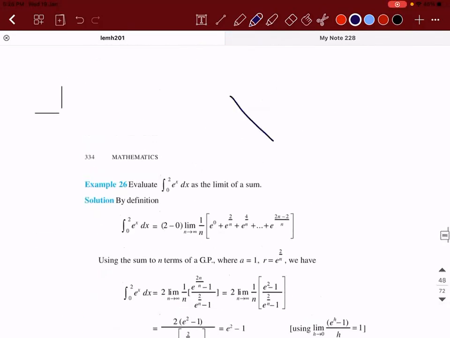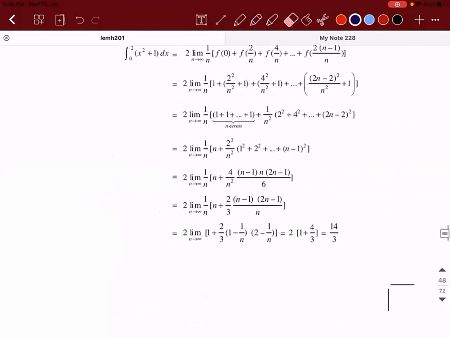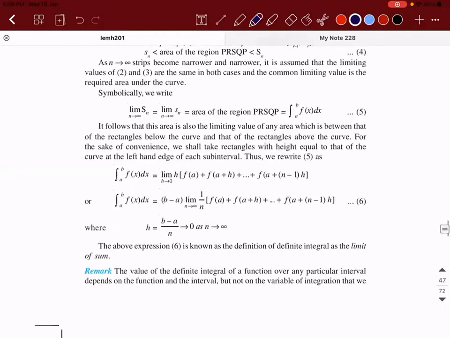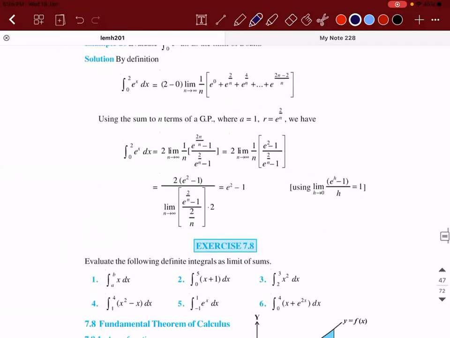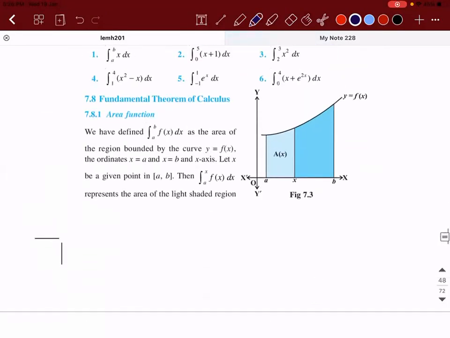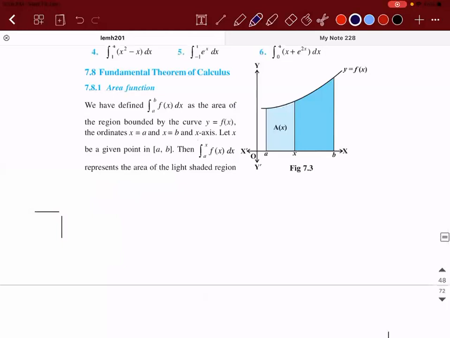This part is actually not there. I just checked the syllabus also. This was not there last year also. This is called the limit of a sum, where you find the definite integrals using the limits concept from your 11th standard. Fortunately, it is not there. Now we are going to see the fundamental theorem of calculus, which speaks about the main application of why we do definite integrals.